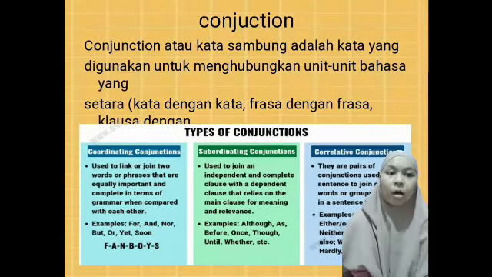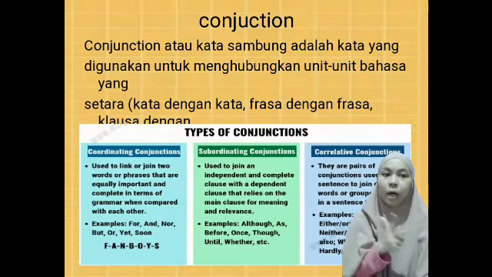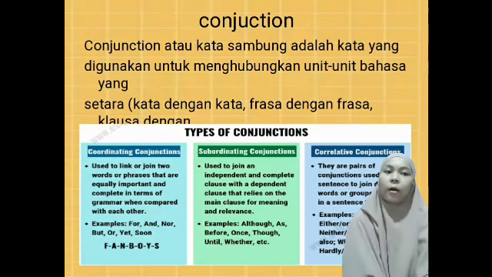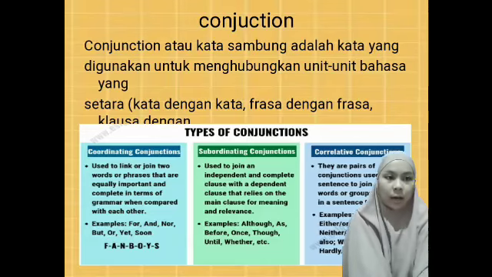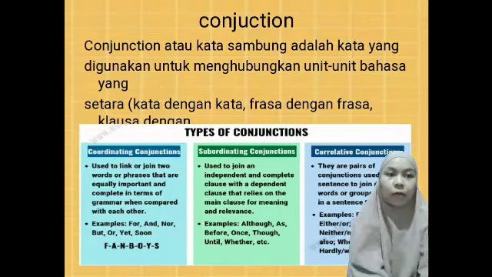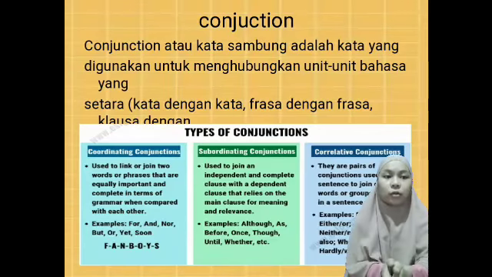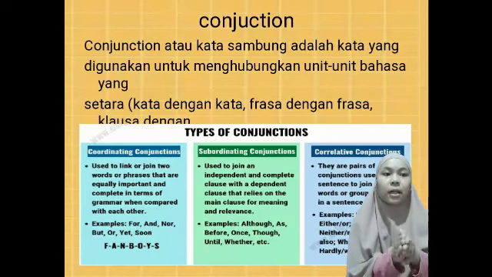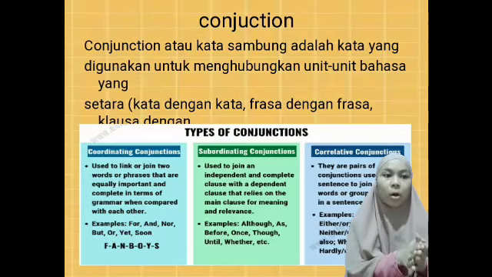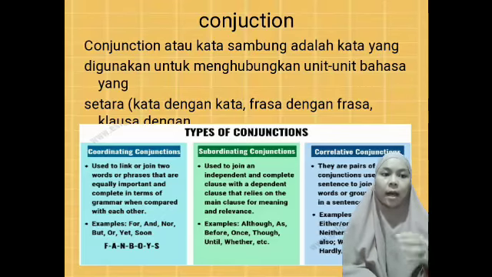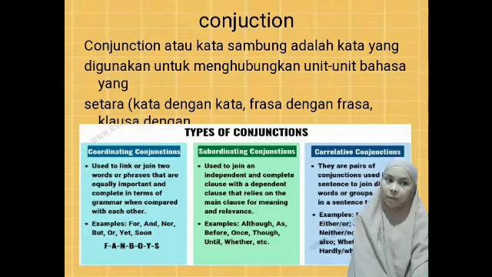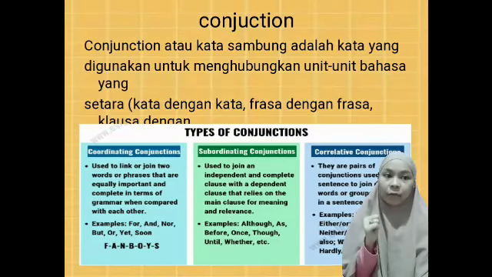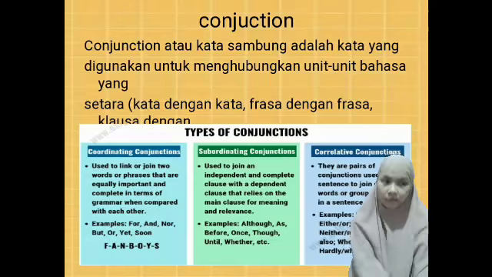For example, for, and, nor, but, or, yet, so, often called FANBOYS. And then the second is subordinating conjunction. This is used to join an independent and complete clause with a dependent clause that relies on the main clause for meaning and relevance. For example, although, as, before, once, through, until, whatever, etc.